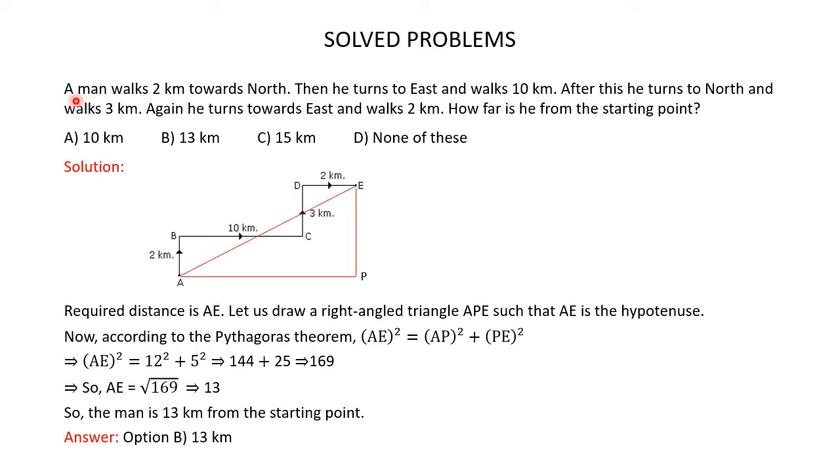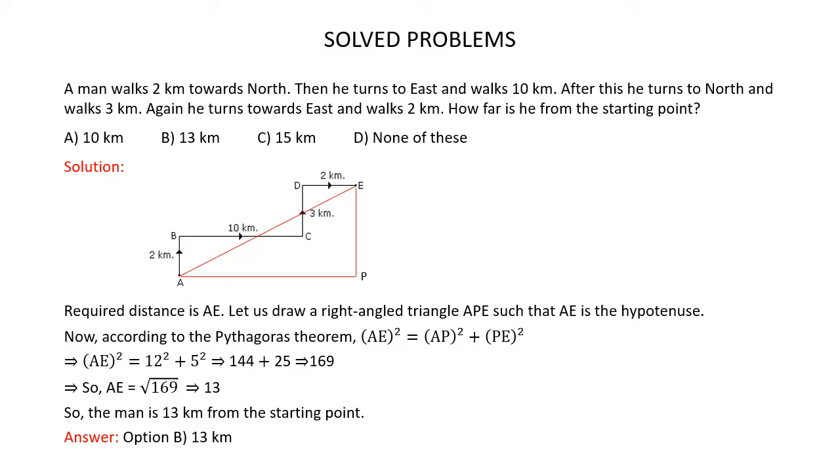A man walks 2 kilometers towards north. Then he turns to east and walks 10 kilometers. After this, he turns to north and walks 3 kilometers. Again, he turns towards east and walks 2 kilometers. How far is he from the starting point? Here you are given 4 options and you have to find out which of these options is the correct one.